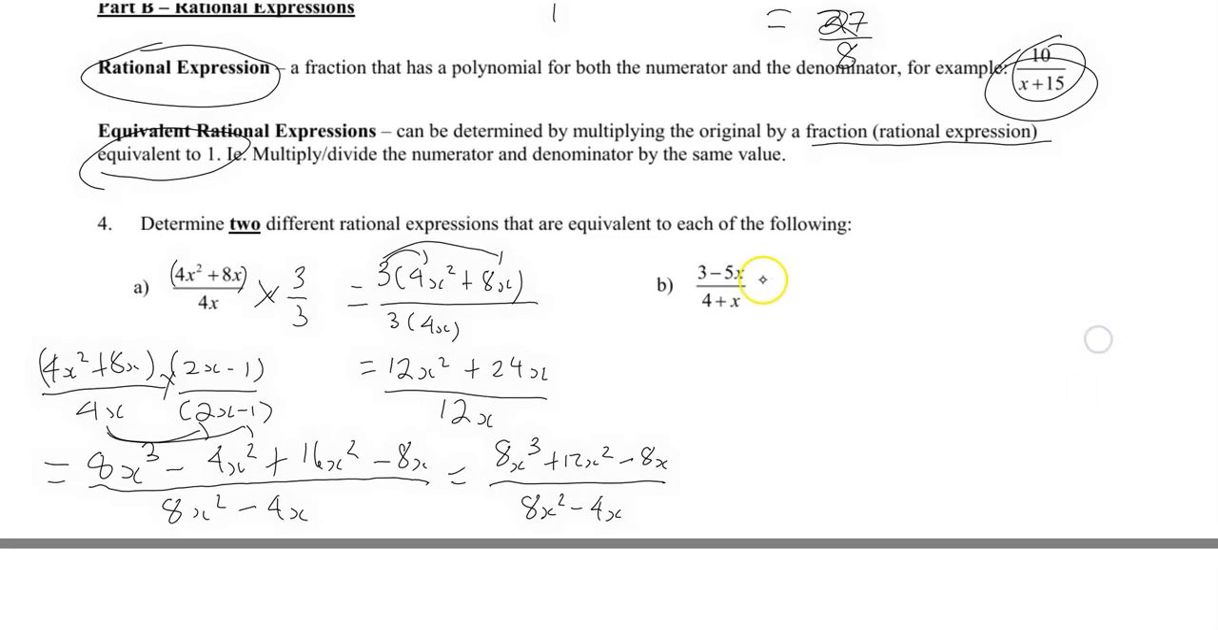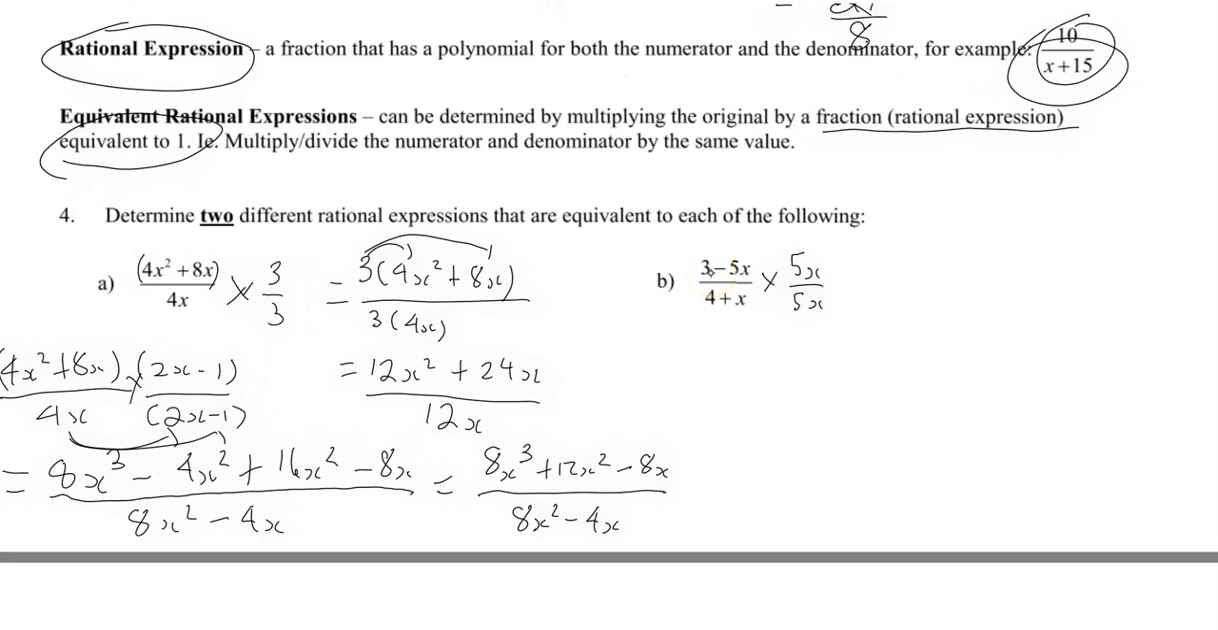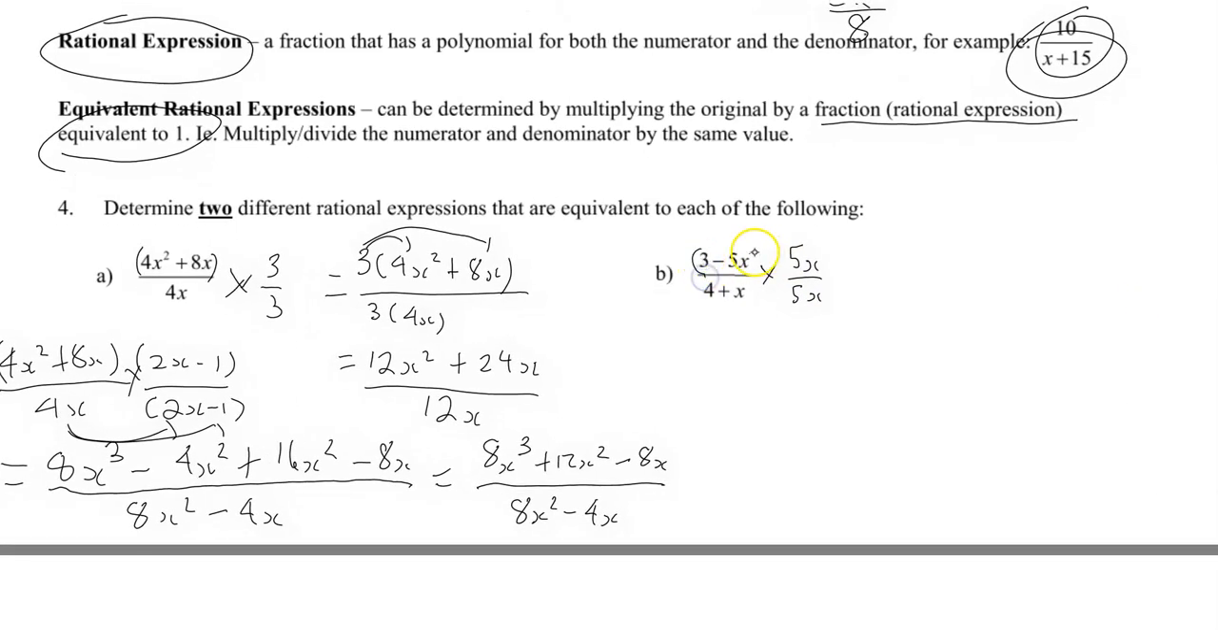Okay, let's do this guy here. And you know what, let's multiply by 5x. Okay, if I do that to the numerator, I do that to the denominator. Whoa, got fuzzy. These are binomials. Best thing to do with binomials is put parentheses around them to remind you that this multiplies both of these terms. So 3 times 5x is 15x.